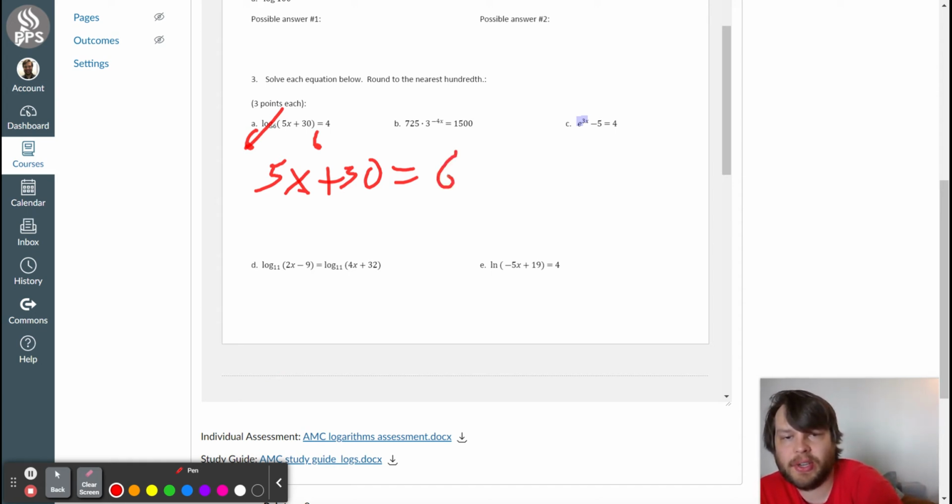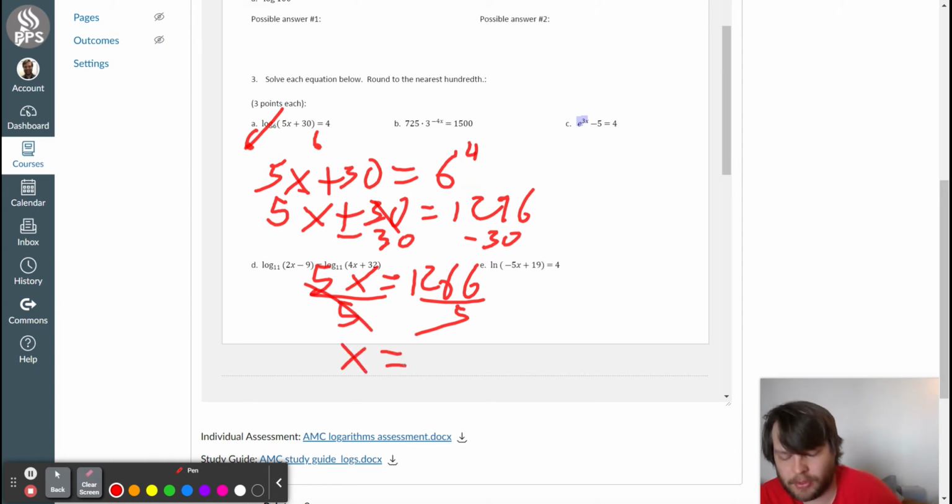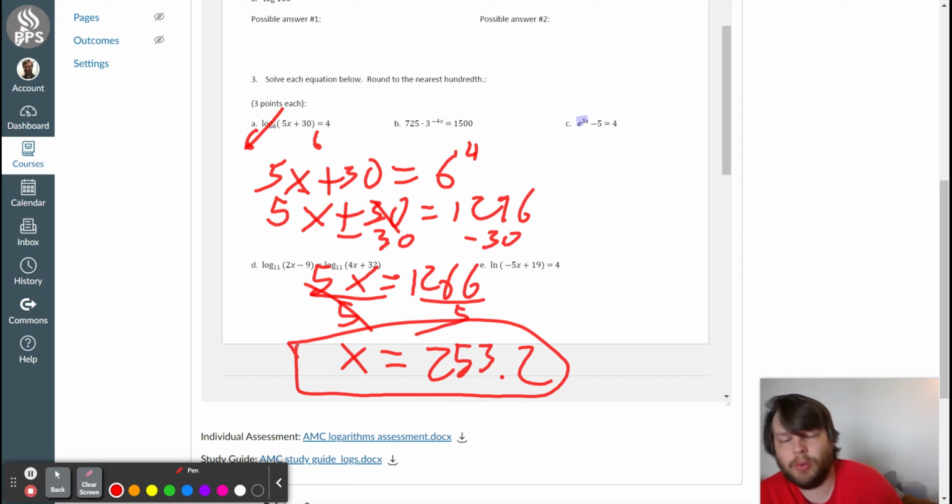On the right side of the equation, I have 6 to the 4th power. If you do 6 to the 4th power, you get a big number. 6 times 6 times 6 times 6, 1296. So 5x plus 30 equals 1296. Then you can take away 30 from both sides. So you have 5x equals 1266. Divide by 5, and you get x equals 1266 divided by 5, 253.2.